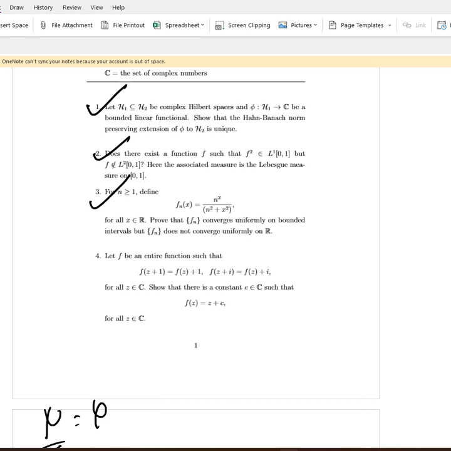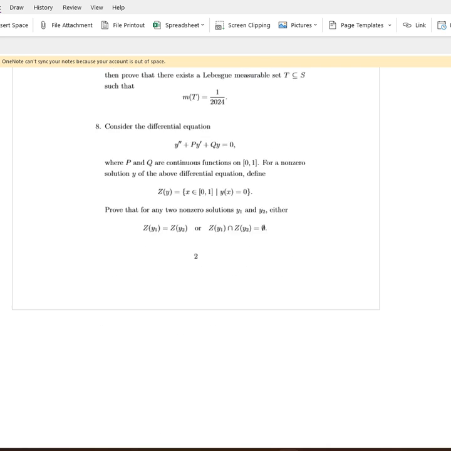For n greater than or equal to 1, define f_n of x equals n square by n square plus x square. Prove that this converges uniformly on bounded intervals and doesn't converge uniformly in R. Here we have a pointwise limit we can apply, so just put it like this and solve it here.